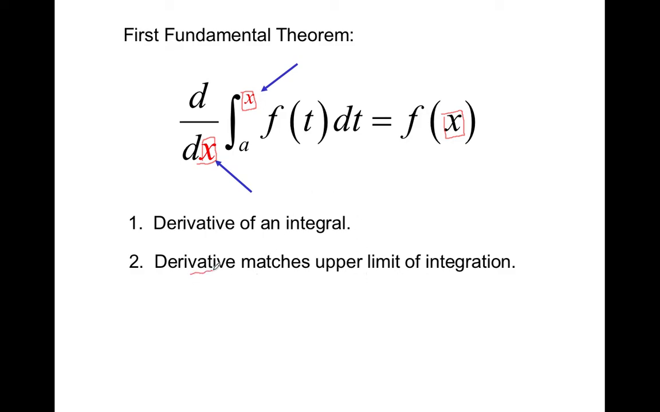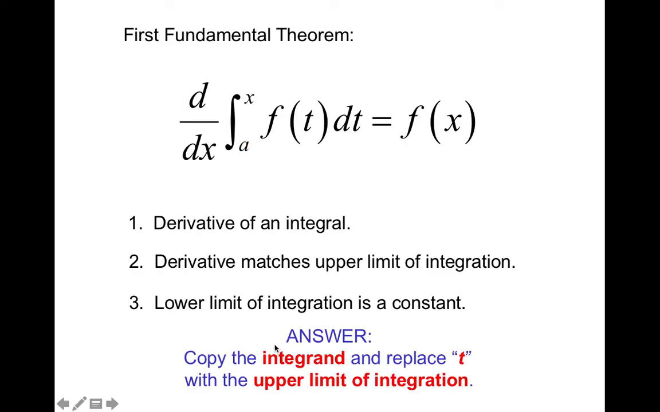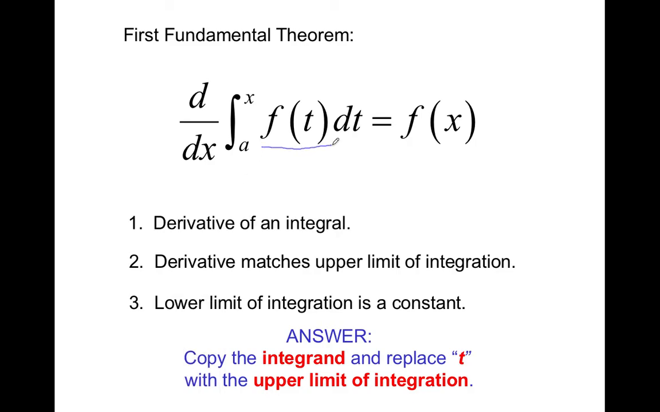The derivative variable matches the upper limit of integration. The lower limit of integration is a constant, but remember what happens when you're taking the derivative of a constant, right? The constant goes away. So all you did, you really didn't do any thinking. You just copied the integrand over. You copy, paste, but you replace the t with the upper limit of integration, which was also the variable of differentiation.